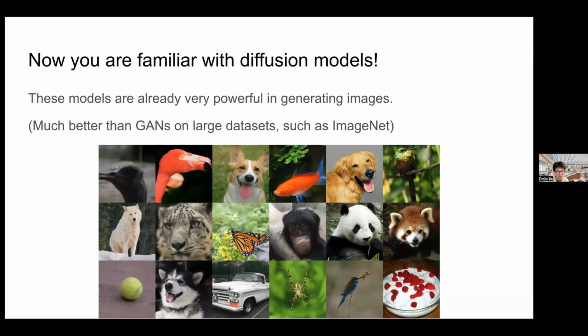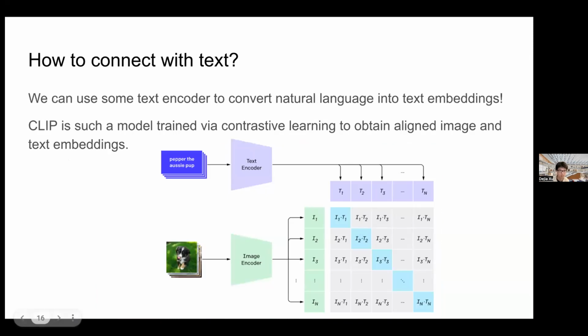But our topic today is text-to-image diffusion models. How are we going to connect our text with this type of diffusion model? How do we constrain our generated images to be related to our text? The idea is very simple. We can use some pre-trained text encoder to convert our natural language into text embeddings. And here, the CLIP model is such a model that can do this job for us. Not perfectly, but it's very capable of doing such a job.